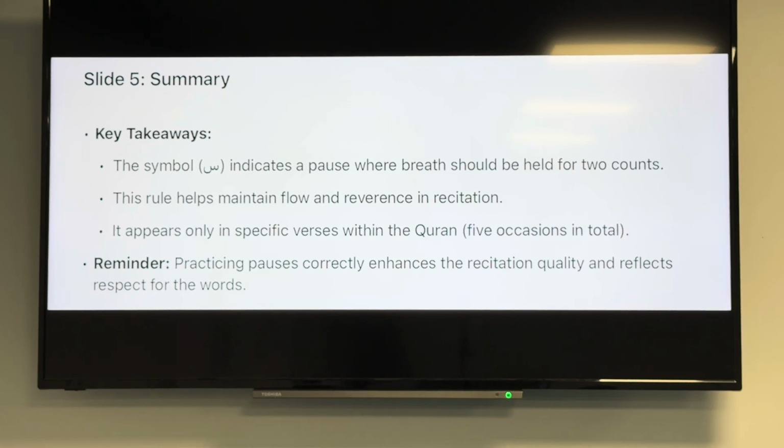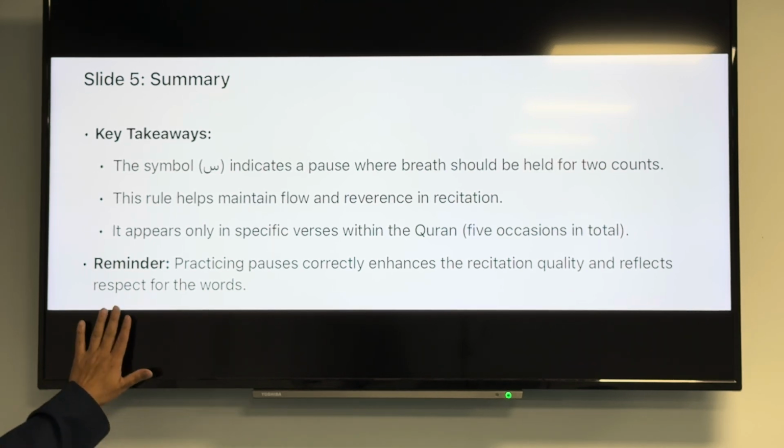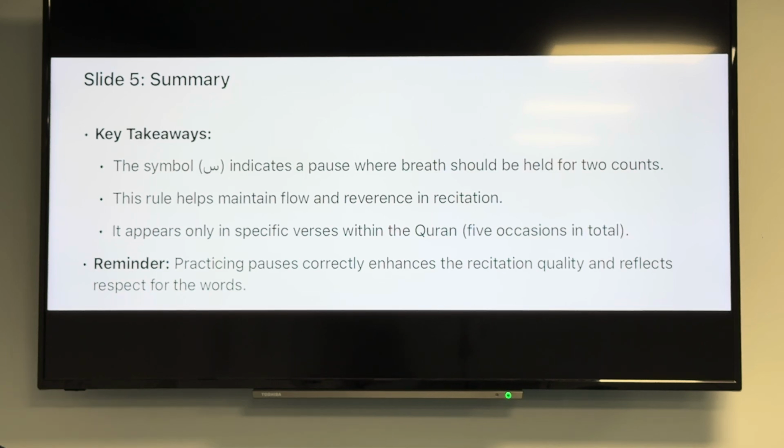Practicing the pause correctly enhances the recitation quality and reflects respect for the words. That means it improves your recitation. And respect for words means that, when we are reciting, what was one of the rules of Tajweed we learned, brothers? Giving every letter its right. We need to know this definition. What is Tajweed? Tajweed means to pronounce every letter as it should be pronounced, by giving it its right. In Arabic, haqqul harfi, the right of the letter. Which means that we pronounce every letter as it should be pronounced.